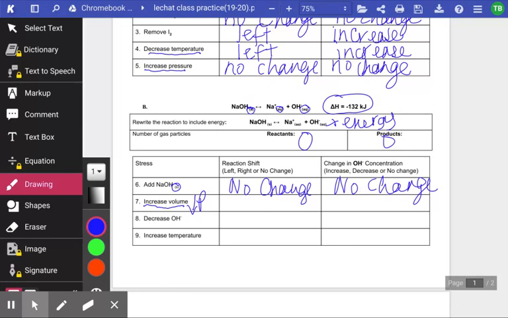Pressure depends on gas particles. Again, since my gas particles are the same, they are both zero, that is not going to have an effect on equilibrium. That's going to be a no change, no change.